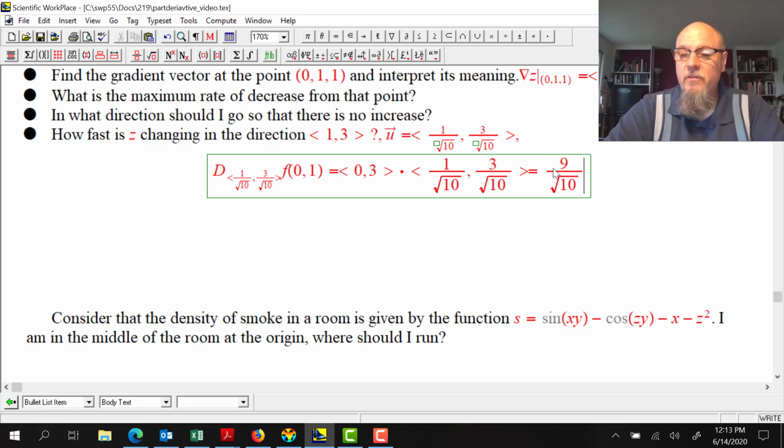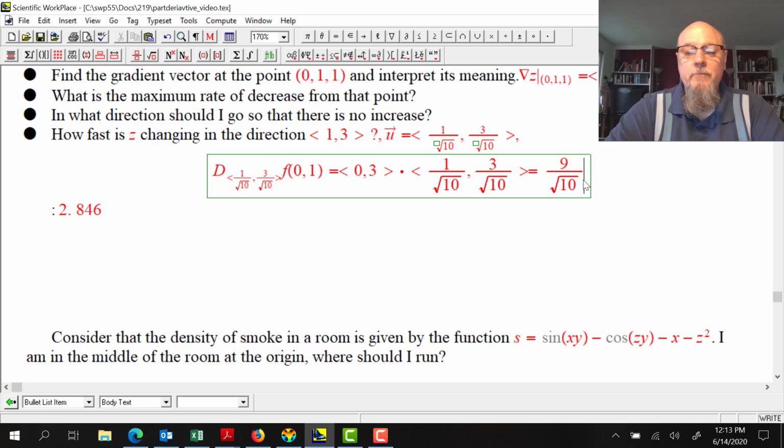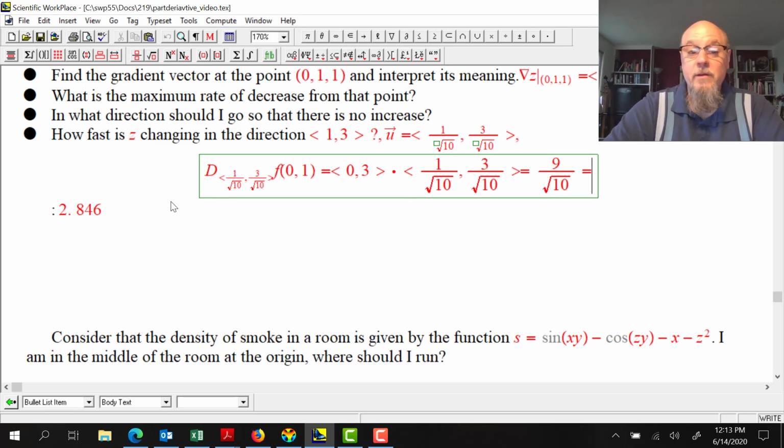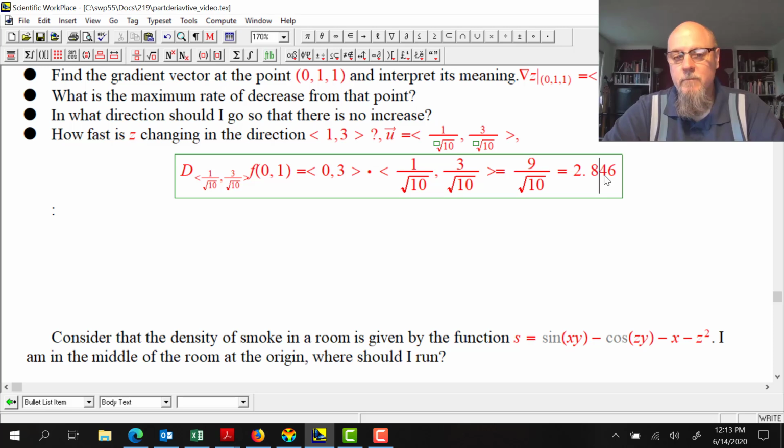The maximum, let's get this as an actual number. Well, it's not quite 3. 3 is the fastest I could go up. That was the magnitude of the gradient. So I'm going almost as fast as I could go up the hill. That'll be in like meters per meter. Can I stop here? Oh, of course I can.